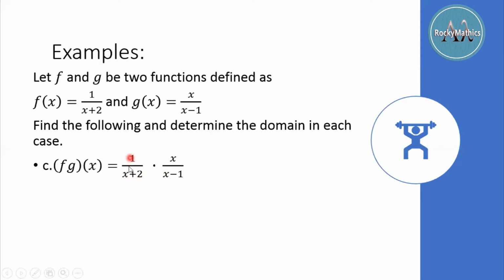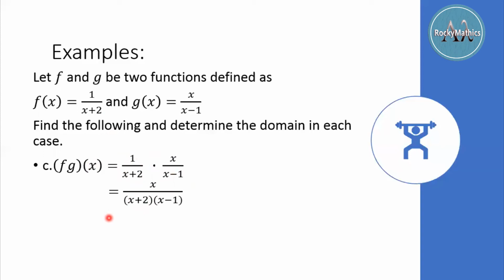This is equal to f of x times g of x. So our f of x is 1 over x plus 2, and our g of x is equal to x over x minus 1. Okay, so we have to multiply both the numerator and the denominator. So 1 times x is x. Quantity x plus 2 times quantity x minus 1 is x plus 2, x minus 1.